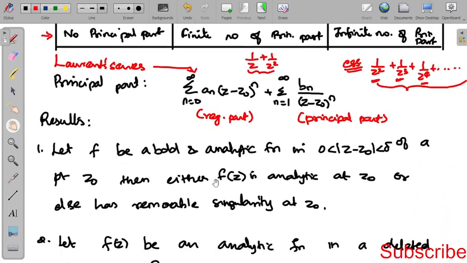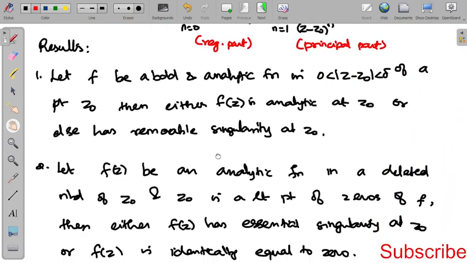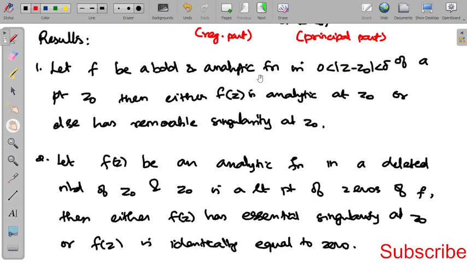Now we can see the results. Let f be a bounded and analytic function in the deleted neighborhood 0 less than modulus z minus z naught less than delta. So the condition is f is bounded and analytic, then either f of z is analytic or f of z has a removable singularity. So if it is bounded and analytic, then you can say it is analytic or it may be a removable singularity.